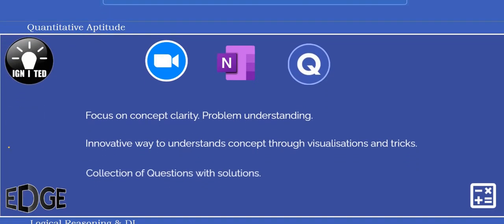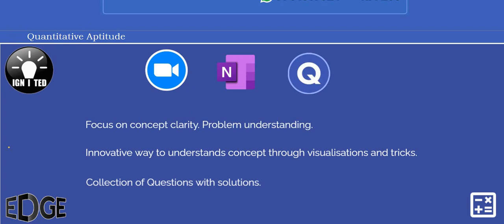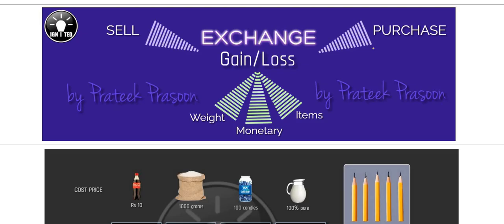Quant actually will have focus on concept clarity and how to apply the concept. Innovative ways to understand will be used. So as I told you, in quant, we are going to use a visualization tool which will make understanding better. For example, here we have profit and loss. Okay, so you can have profit or you can have loss in terms of weight, money, or items.